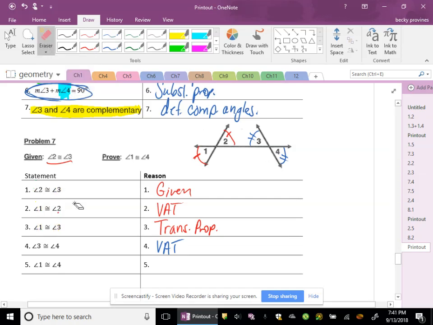And so I need the last step to click together. So I have angle 1 and angle 4. Let's find angle 1 and 4 in the previous steps. There's angle 1, there's angle 4. And they both have an angle 3 in common. So this again is your transitive property.